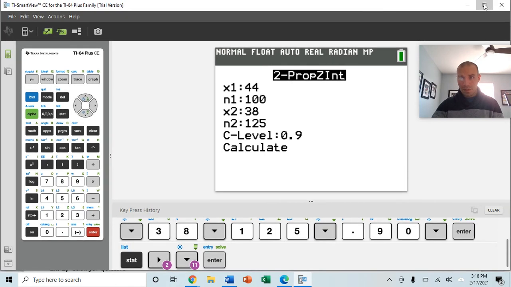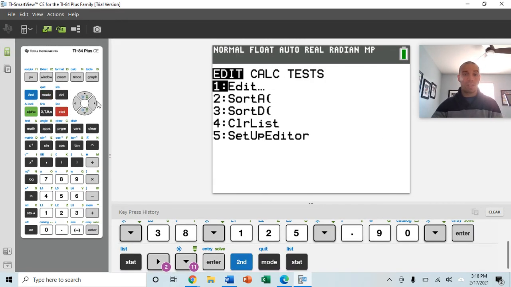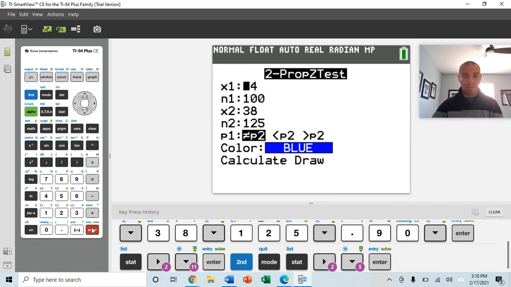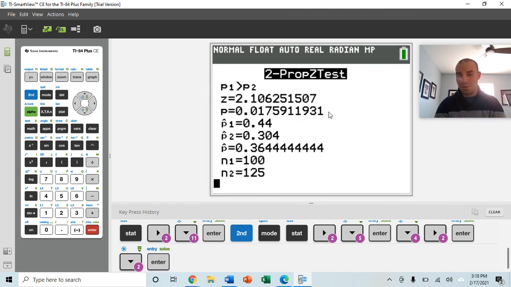So on the calculator here, I want to run the significance test, so I'm going to go to stat, over to tests, and I'm going to go down to a 2 prop Z test. So 44 over 100, you'll notice it's all in here because I did it for the confidence interval. Here's my first one, 44 over 100. Here's my New York, 38 over 125. I think New Jersey is greater than New York, so I'm going to put P1 greater than P2. Calculator draw, it doesn't matter, whatever you want. Here's my test statistic. Here's my p-value. Same exact idea that we were doing.